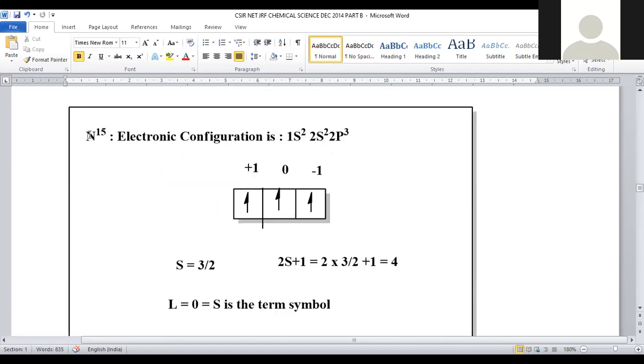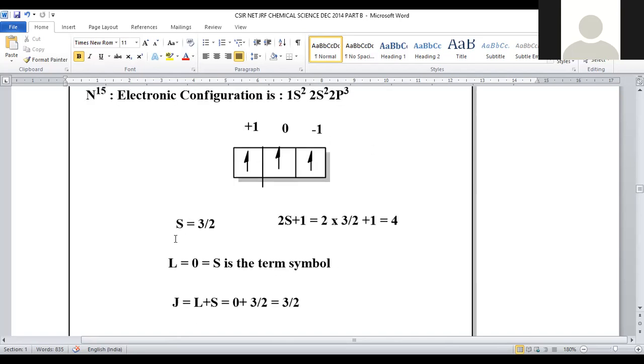So let us take nitrogen-15. Even if it is nitrogen-15, the electron configuration will be 1s2, 2s2, 2p3 itself. Being half filled, you can assign 3 electrons in accordance with Hund's rule. 1, 2, 3 electrons will be incorporated in the p orbitals, and all electrons are associated with positive spin. So here the azimuthal quantum number will be +1, 0, -1, and the spin will be +1/2, +1/2, +1/2. If we add three +1/2, it will be 3/2, right?